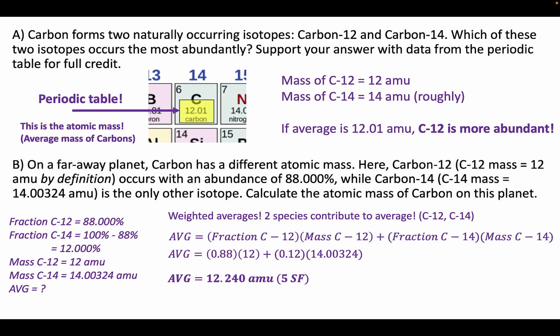If we do all this successfully, we plug it in, and it's all downhill from here, and we get 12.240 atomic mass units, 5 significant figures based off of the percentage data, which is given to 5 significant figures. Notably, when we're putting in our fractions for the average, we can't have it in terms of a percent. We have to have it in terms of a decimal. Note that 88% literally means 88 divided by 100, which gives you 0.88.